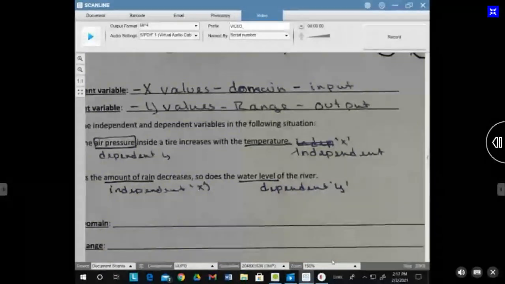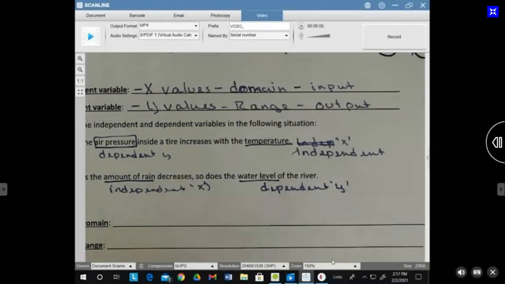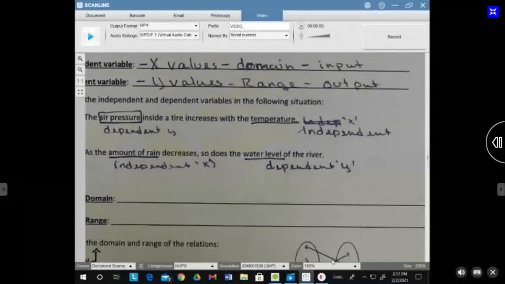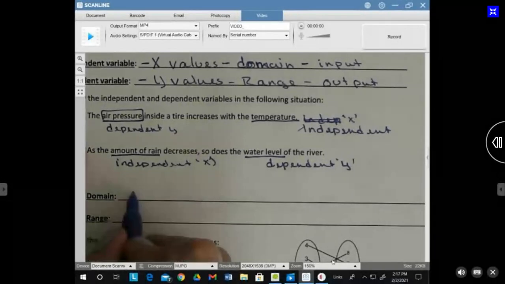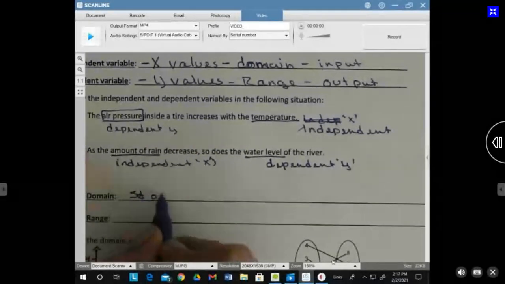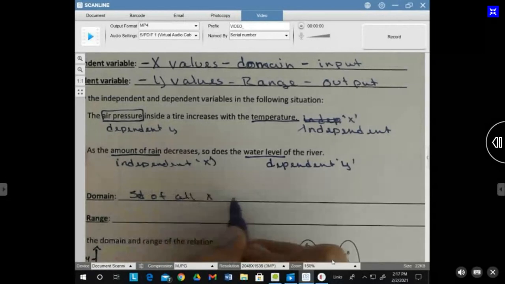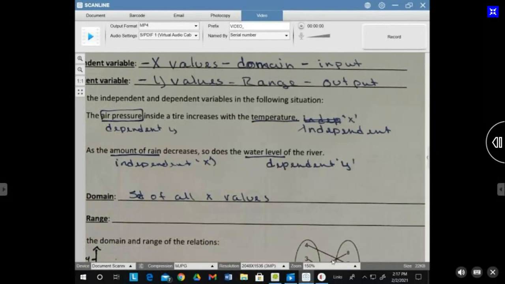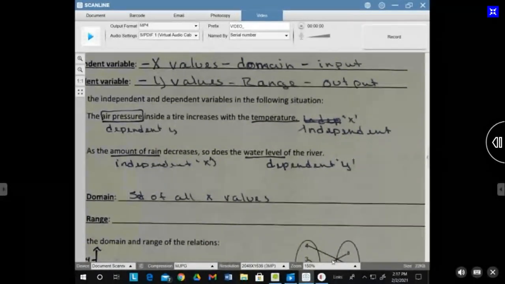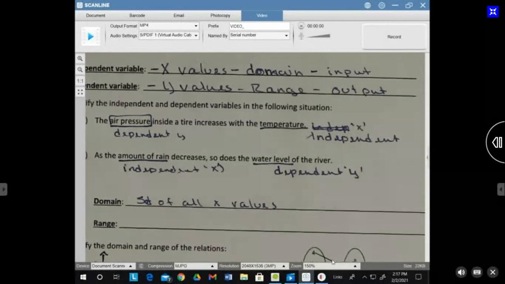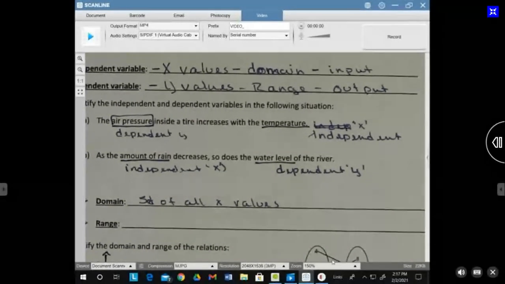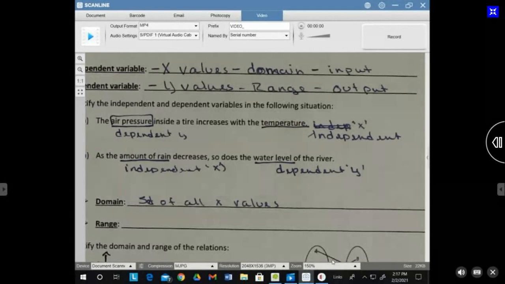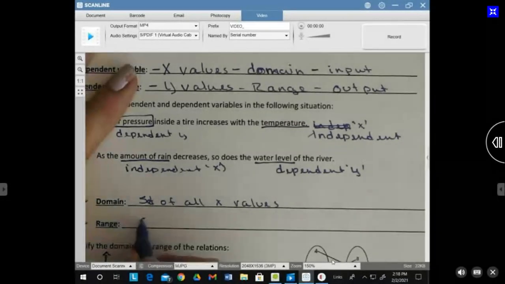Okay. All right, kind of already answered this one. What's my domain? There you go. The set of all X values. What else is domain? Domain is X, and it's input, and it's independent. Those are four words to reference that X coordinate, guys. All right, range. There you go.